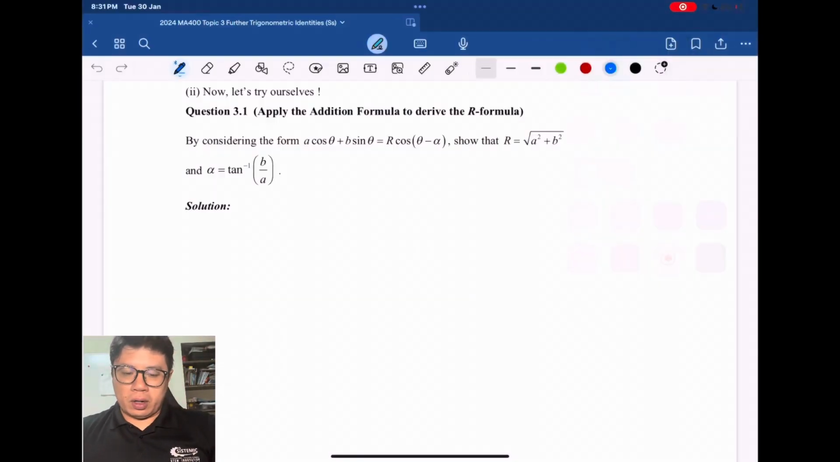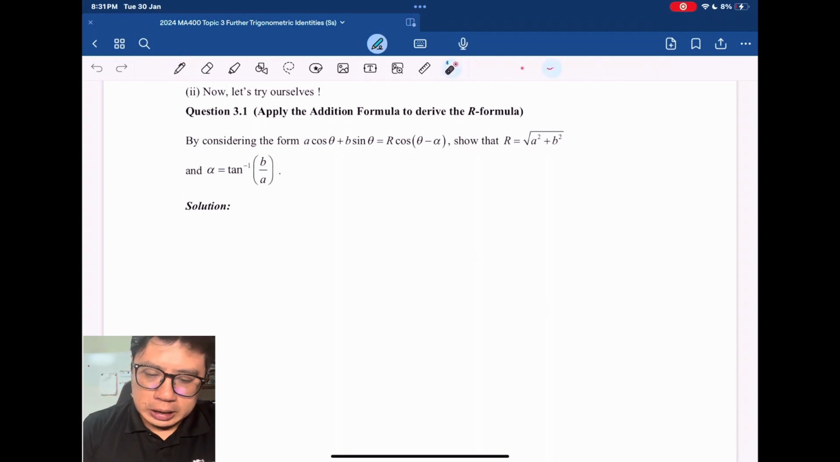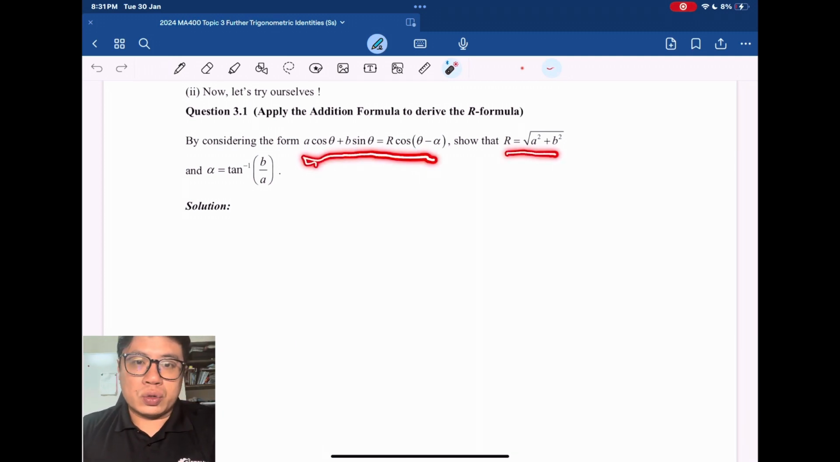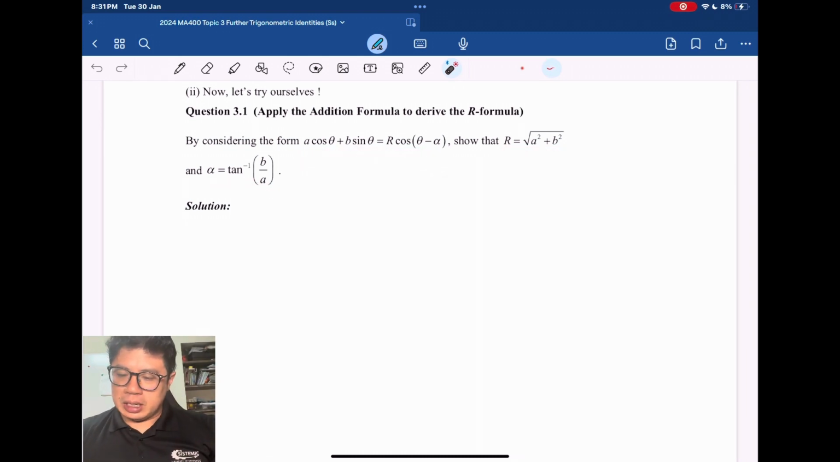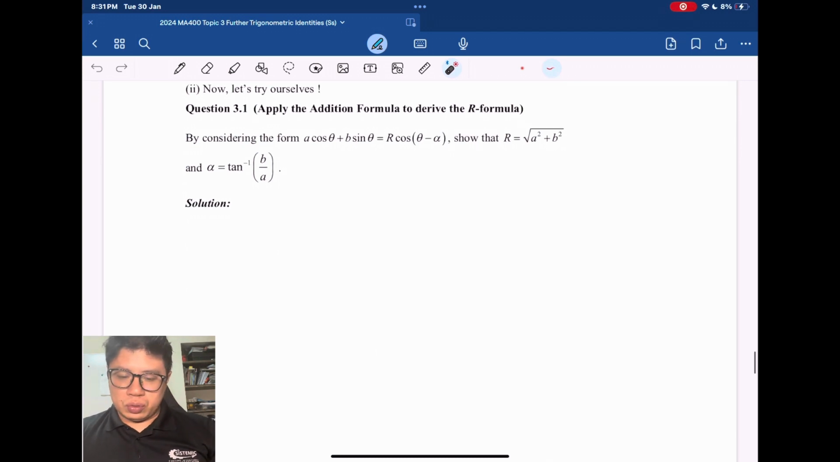Okay, so let's look at question 3.1. By considering the form a cos theta plus b sin theta equals r cos(theta minus alpha), we need to show that r equals the square root of a squared plus b squared, and alpha is tan inverse of b over a. So basically, this is just proving, using the addition formula, to derive the r formula. So let's begin.